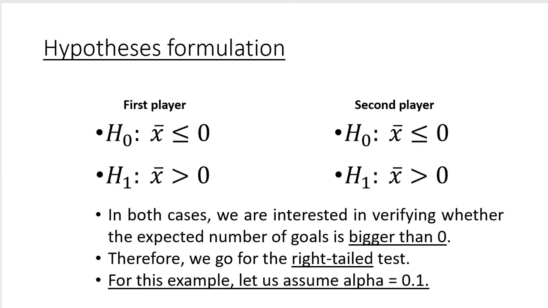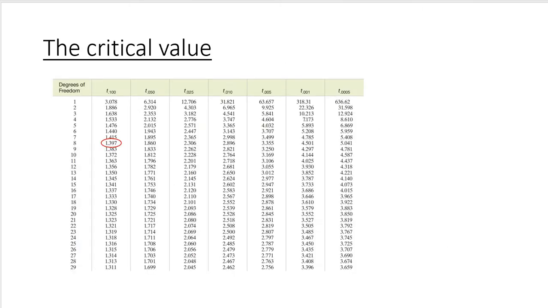So first of all, we shall define the critical value for the rejection region. Again, it's gonna be the same for two players because we have exactly the same number of observations and we assume the same value of alpha. So for 8 degrees of freedom, because we have 9 matches, 9 minus 1 is equal to 8, and alpha equal to 0.1, the critical value is 1.397. Please keep in mind that we are performing one-tailed test.